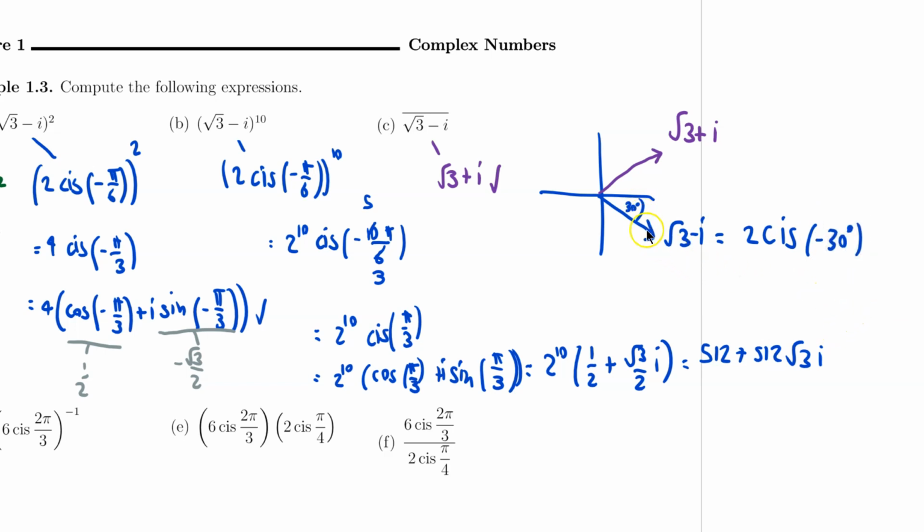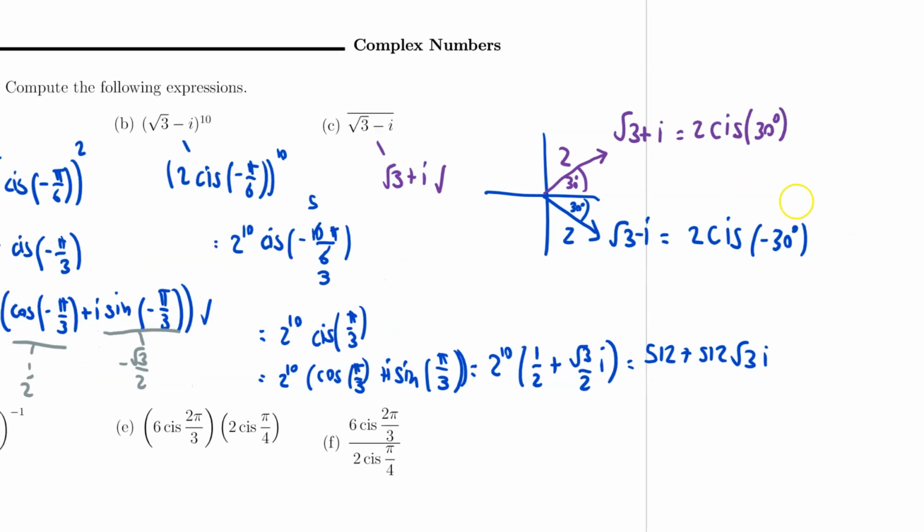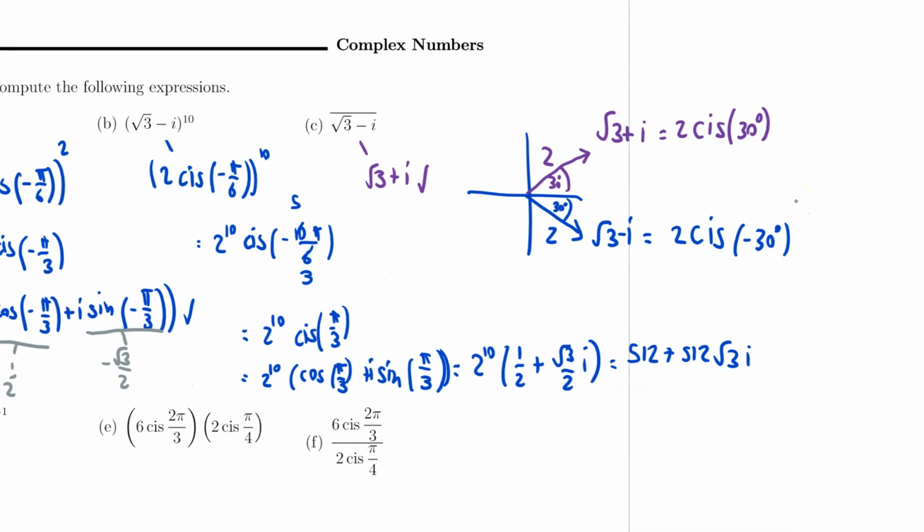Now, because the purple one is just the mirror image of the blue one, the angle here is also going to be 30 degrees, and the length of the vector is not going to change. So the polar coordinate for square root of 3 plus i is going to be 2 cis of, I just changed the sign of the angle here, 30 degrees.